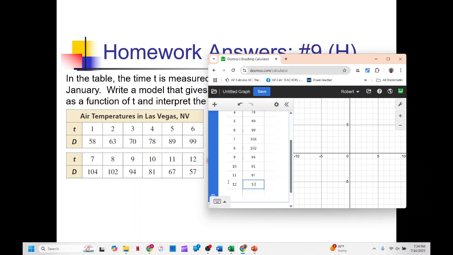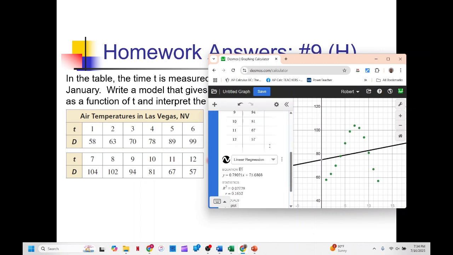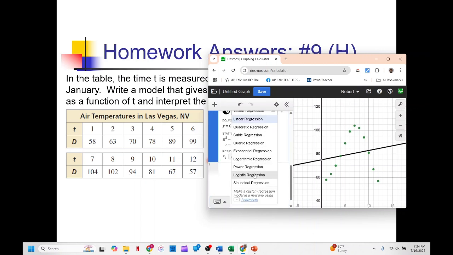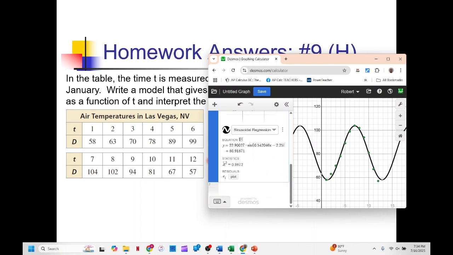So let's do a little zoom fit here just to see the lay of the land. And that definitely looks like kind of a cosine-y curve there. So let's do a regression, and we will switch it from linear regression to sinusoidal regression. And it looks like it roughly follows a sinusoidal pattern. It's got an r squared of 0.987, which isn't bad.